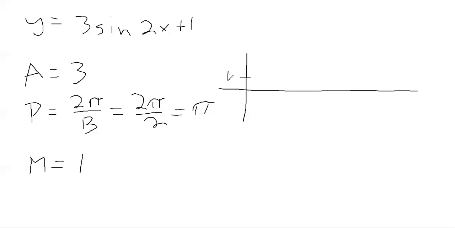The amplitude tells me how far up and how far down to go from that center. So since my amplitude is 3, I'm going to come up here and label my highest point a 4. I'm going to go down below and label this as negative 2. Both of those are 3 units away from my center point of 1.